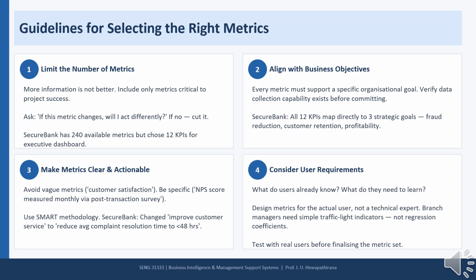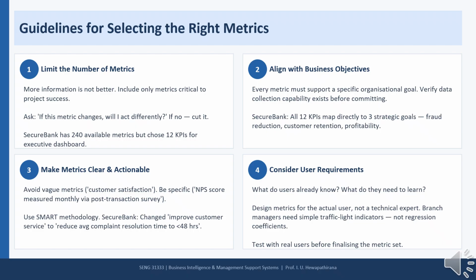The second guideline is: align metrics with business objectives. Every metric you include must connect to a specific organizational goal. If you cannot explain why a metric matters to the strategy, it should not be on the dashboard. Equally, you must verify that the underlying data to calculate the metric actually exists and is reliable. Secure Bank's 12 KPIs all map to one of three strategic goals: fraud reduction, customer retention, and profitability.